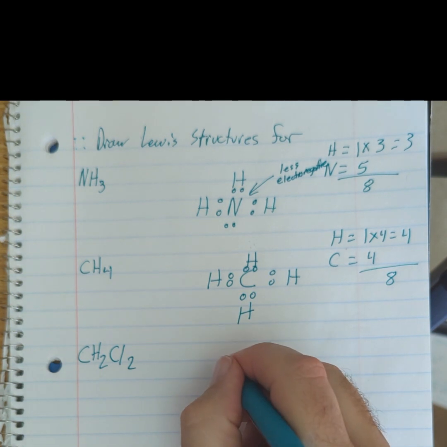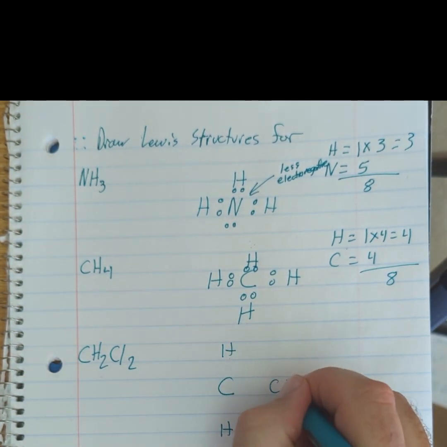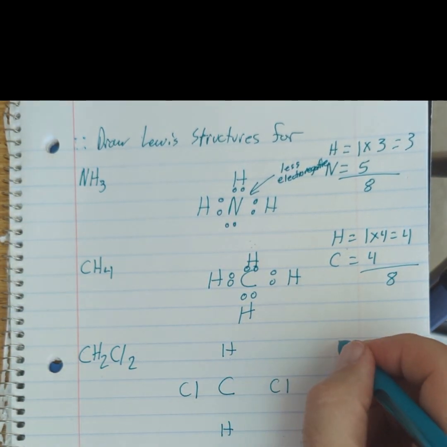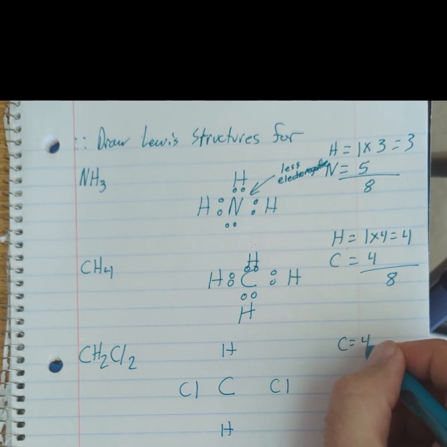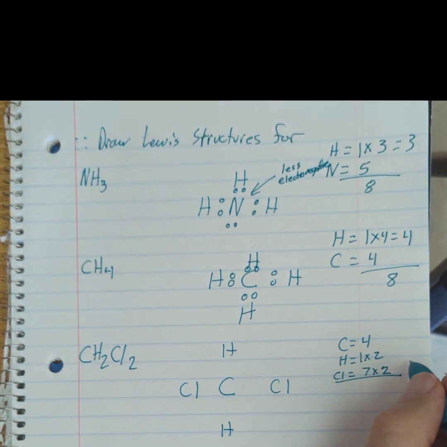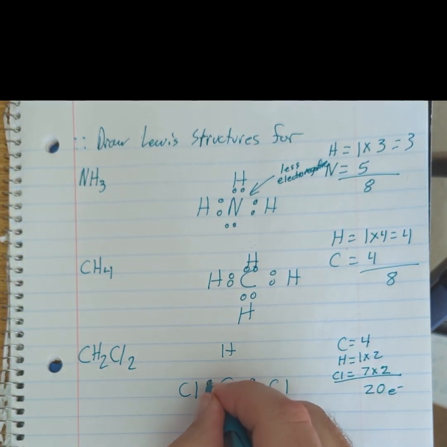All right, so now we're going to do CH2Cl2. All right, so we have a carbon and 2 chlorines and 2 hydrogens. So it doesn't really matter if the H's are top and bottom or the chlorines are top and bottom, but it's going to look something like that. We have 4 electrons from the carbon. We have 2 from the 2 hydrogens. And we're going to have 14 from the 2 chlorines. So that's a total of 20 electrons.